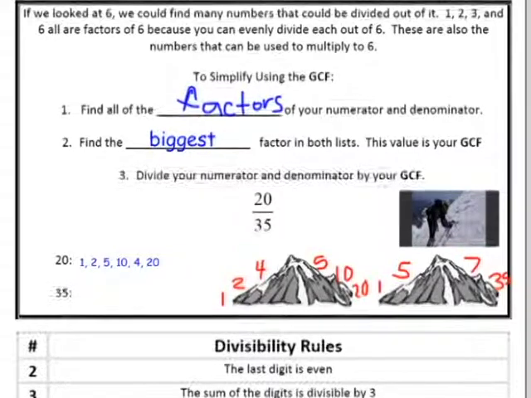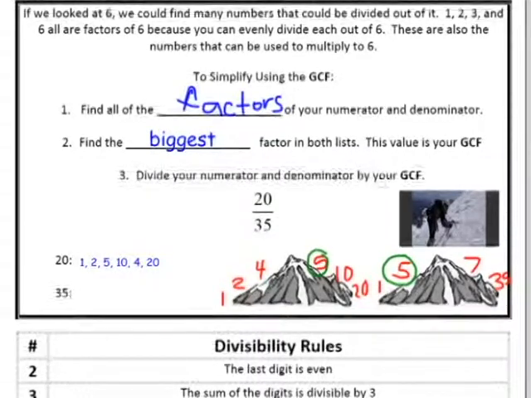Then we go through and look at all of these numbers, all of these factors in order. Start at the right side of the mountain and find the biggest number they have in common. 35, 20, 7, 10. 5 is the biggest number in both lists.